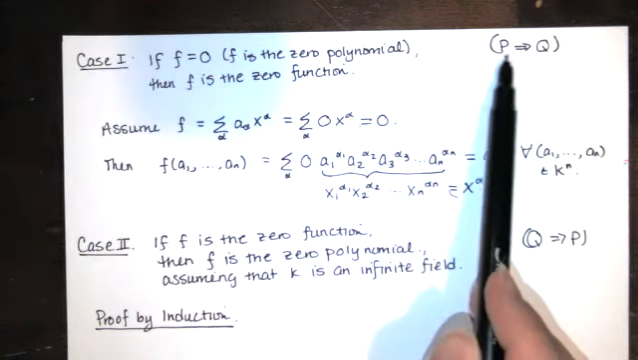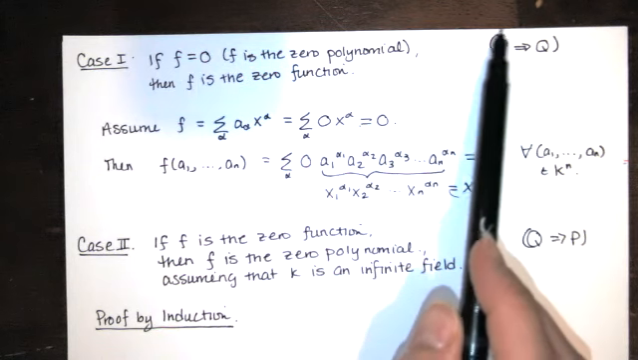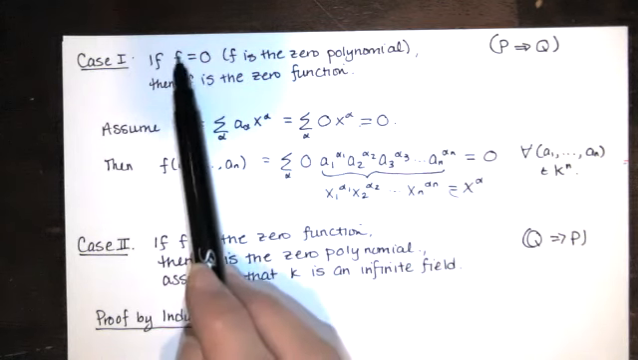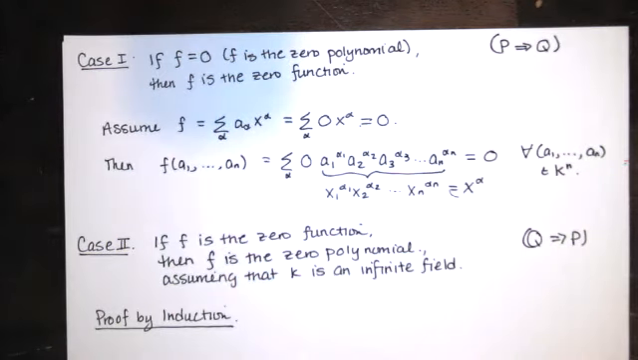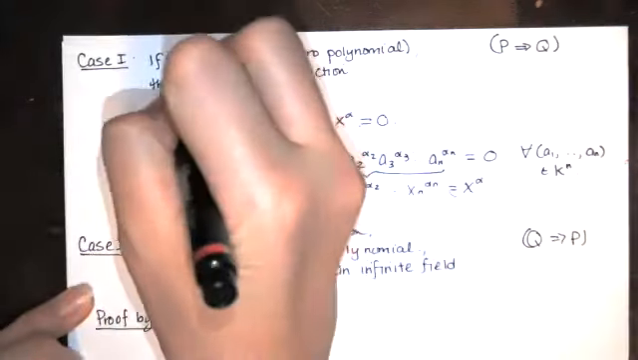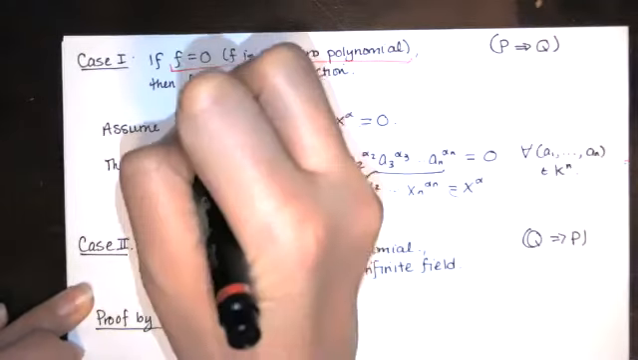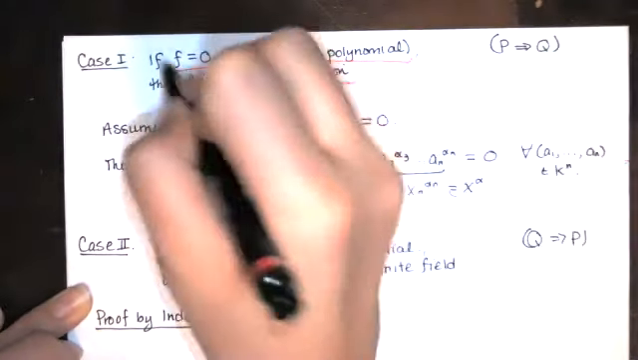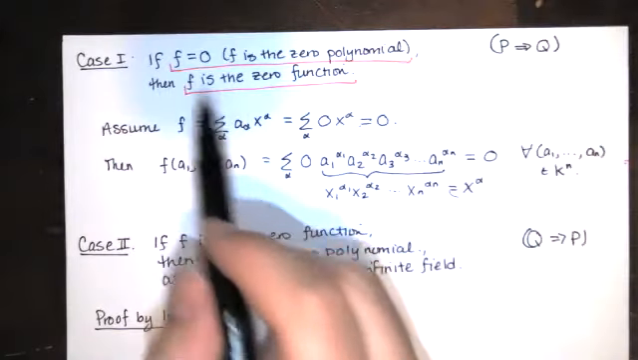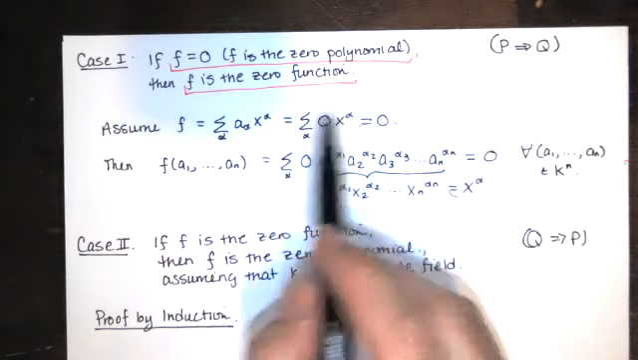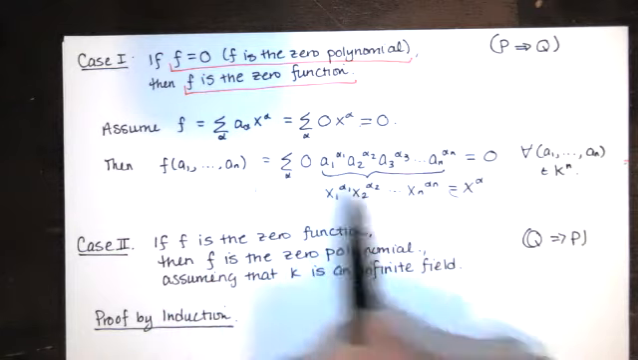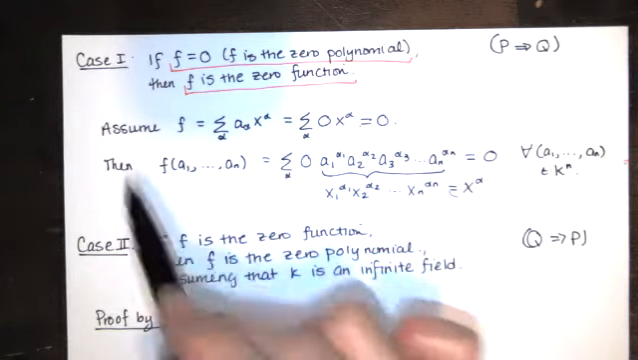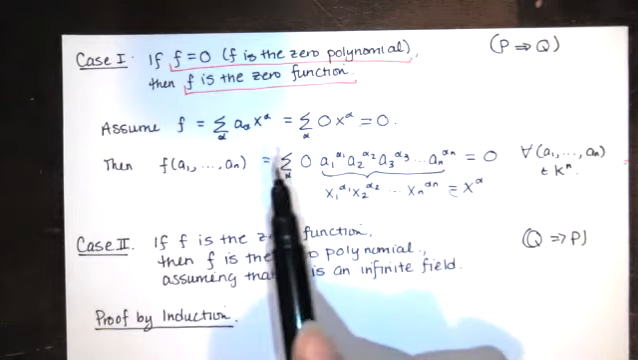What we do is, if we're trying to prove that P implies Q, we assume that P is true. So we assume that F is the zero polynomial in this case. So this is our P. If this is true, we're saying then this is true. So this first one is P, the second one is Q. We assume that P is true, and then we try to show that this automatically follows from the fact that this is true.